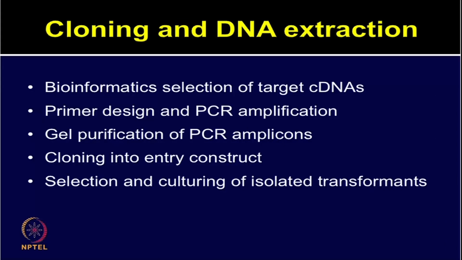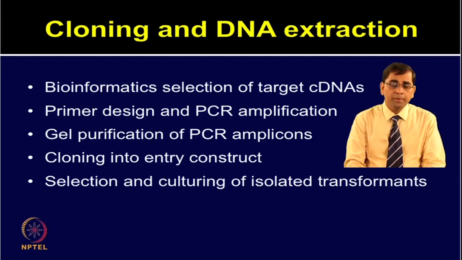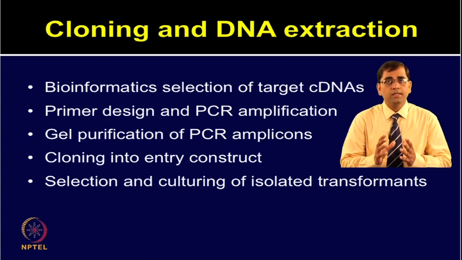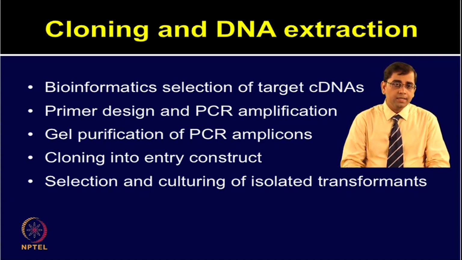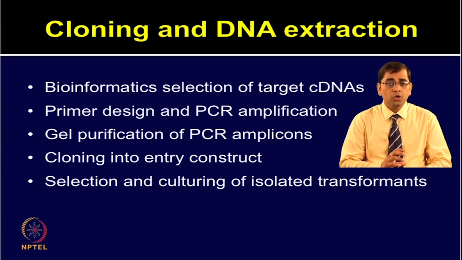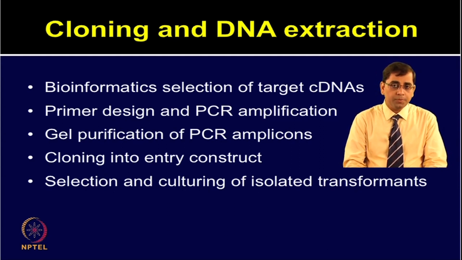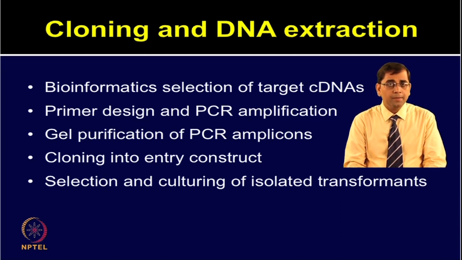First of all, one needs to do a bioinformatic selection of all the target cDNAs. If you are focusing on a particular cancer or a particular disease, obviously you have to think about all those genes which are relevant for that disease, as well as different types of control features which could be a marker for that given disease. So, now you need genes of interest to print. So, let us talk about cloning and plasmid preparation.